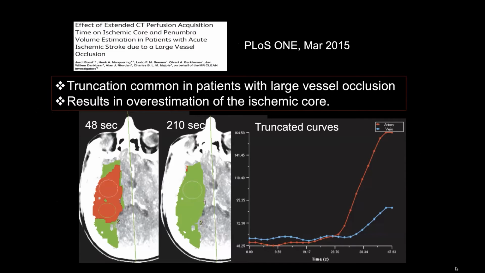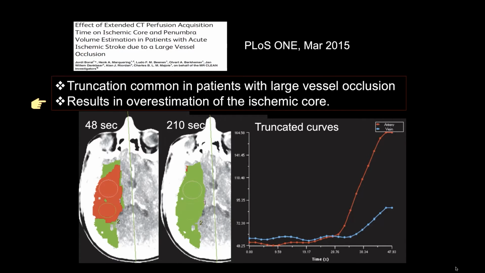Number one, truncation, or the truncated curve, like in this example, right? You've got a nice upslope, but it never goes down. Number one, it is common in patients with large vessel occlusion. So don't be surprised as you start seeing it in a few patients. Number two is that this can result in overestimation of the core.